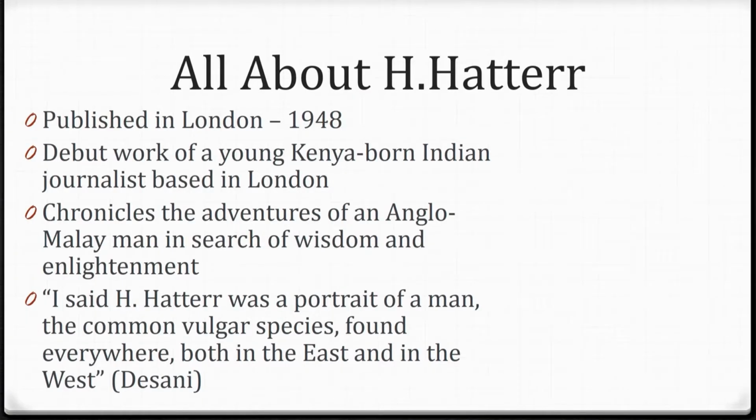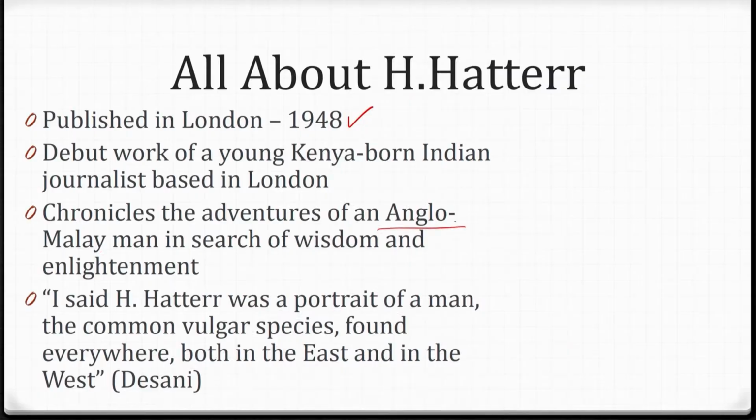All About H. Hatterr was first published in London in the year 1948, and the work was an instant success. It was acknowledged as the debut work of a young Kenya-born Indian journalist who was based in London. This work primarily chronicles the adventures of an Anglo-Malay man. So, it's a hybrid character that we have, and he is in search of wisdom and enlightenment, and the novel goes on to mock this in various aspects. It's a different story altogether.